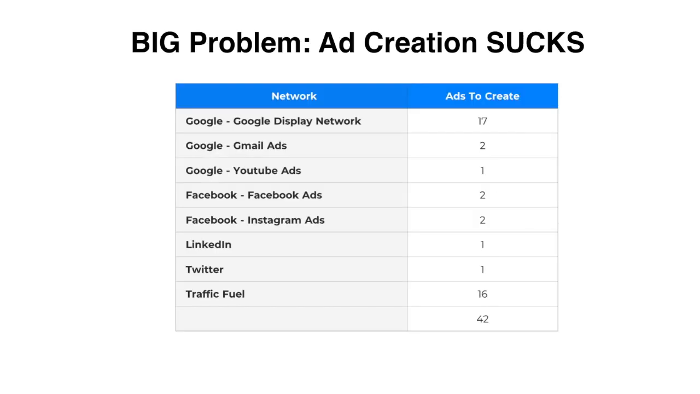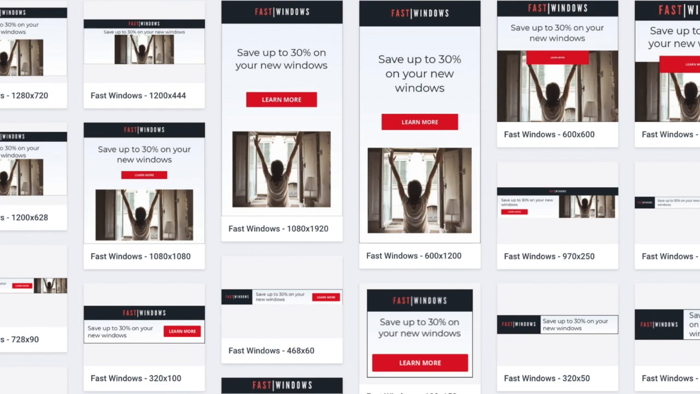The only issue, like we were talking about, is the ad creation. It's a nightmare. You've got your display network, your ads, YouTube, Facebook, Instagram, Twitter, all of it. You can have up to 42 different ads, all these different sizes, creating everything to fit and be approved by all different ad platforms with actual content that they will approve. And it takes time. No one wants to do it.